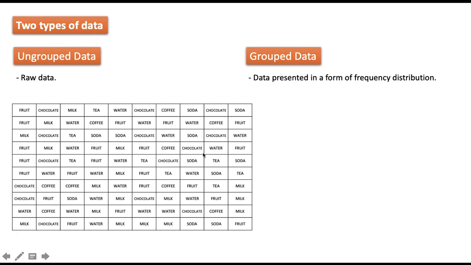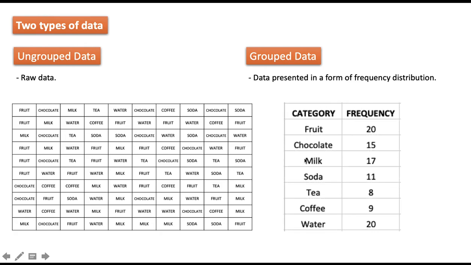If we arrange them in an organized manner in a frequency distribution, this is how it looks. The first column is the category of the drink. Then the second column is the frequency, on how many students prefer those drinks.